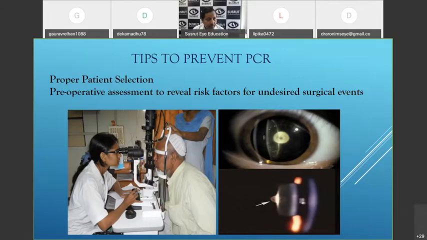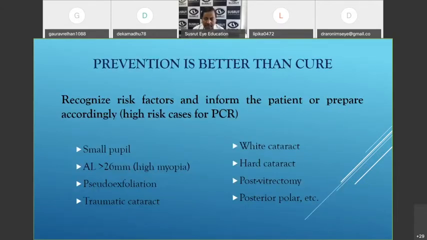So there are different situations where we should suspect that it may land into a PCR, starting from small pupils to hard cataract, pseudoexfoliation, traumatic cataract, etc.